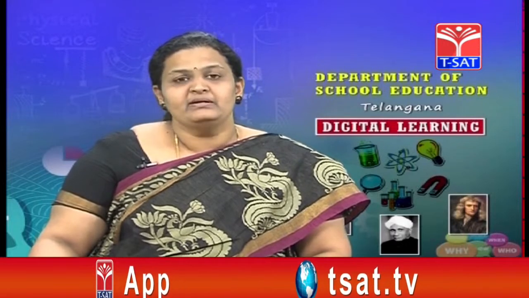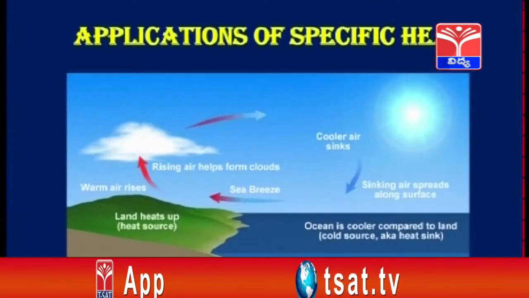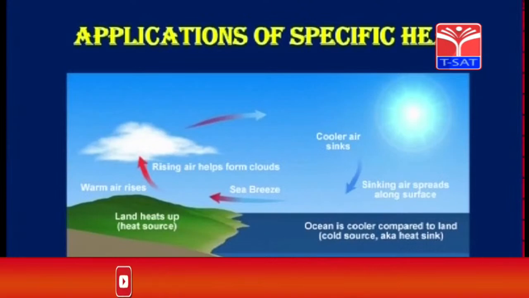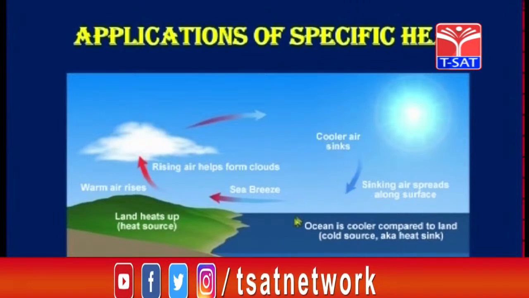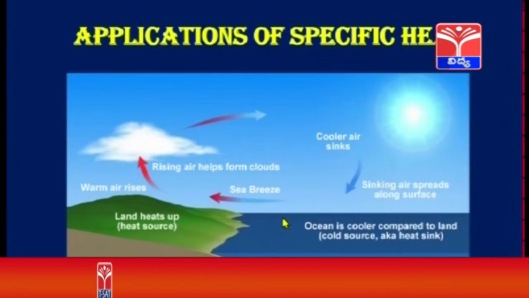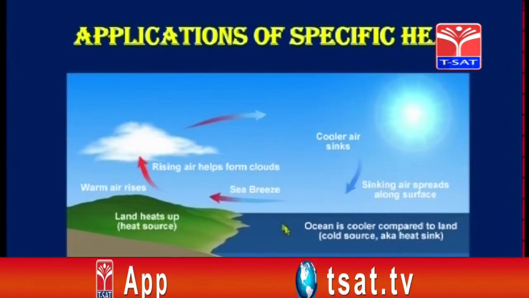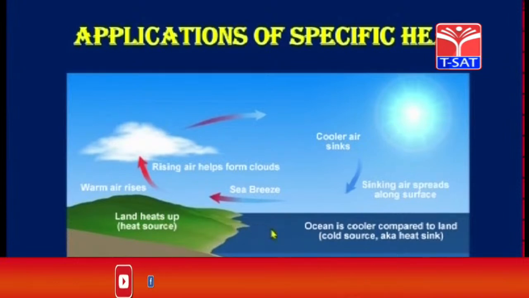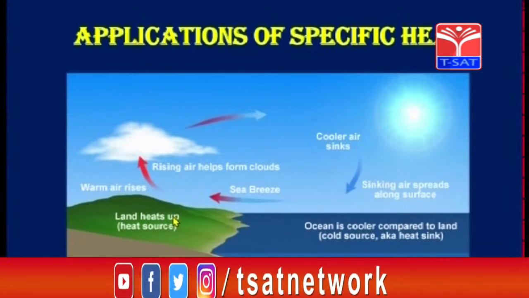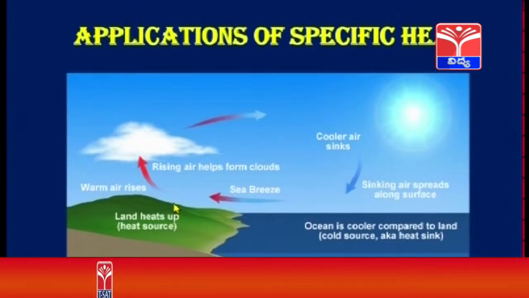Now, children, let us see applications of specific heat, where we observe them. Look at this image, children. Yes, it may be reminding you of what you have learnt in your geography, the convection current. Yes. So, children, what is happening? Due to the heat of the sun, the land gets heated up. The ocean does not get heated as fast as land because the specific heat of water is higher compared to the land mass. Yes, children? So, land gets heated up very fast.